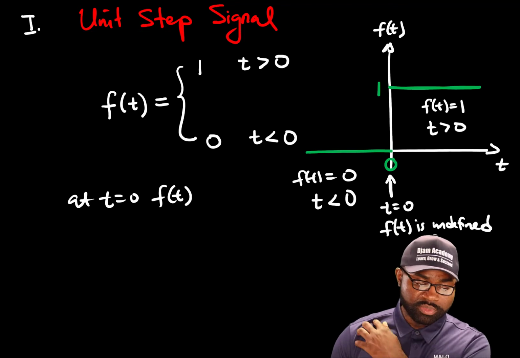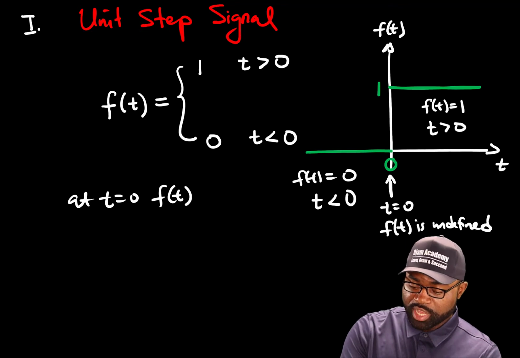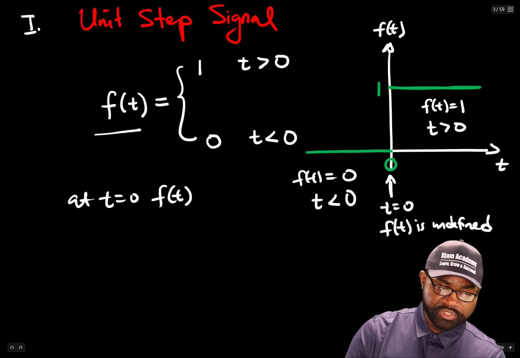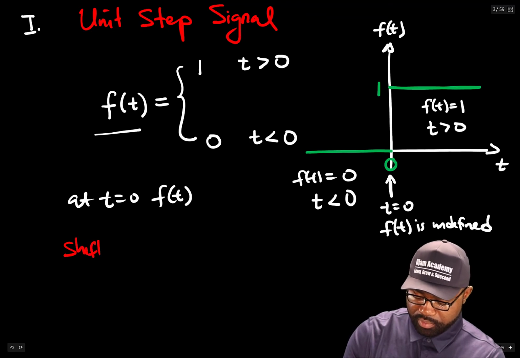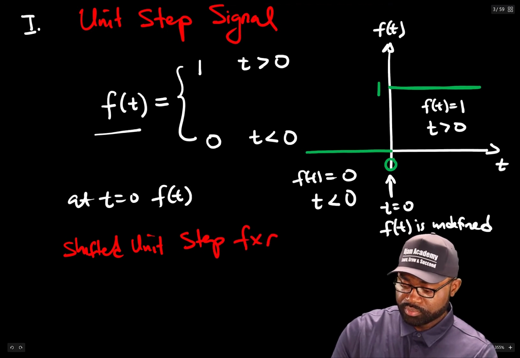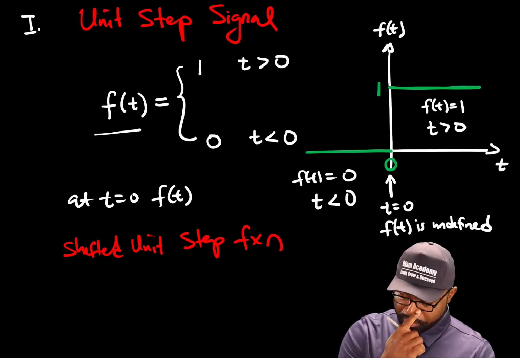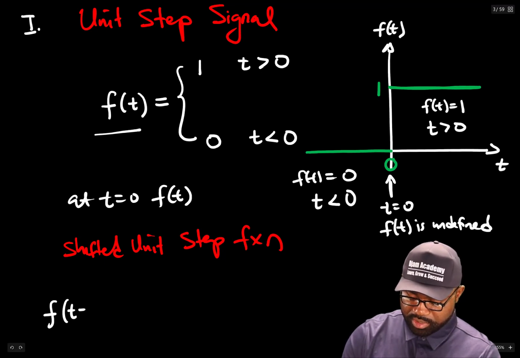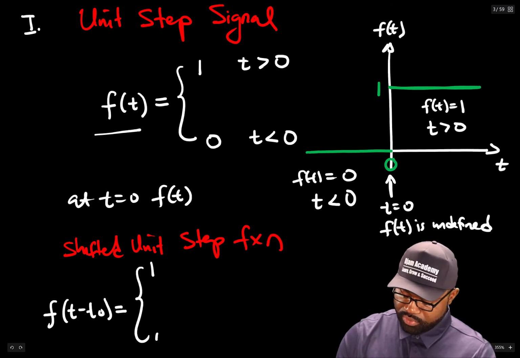It is also possible for us to shift the function f of t. When we do that, we define what we call a shifted unit step function. So the question is, what then is a shifted unit step function? A shifted unit step function is defined as f of t minus t naught. This will be equal to 1, 0.